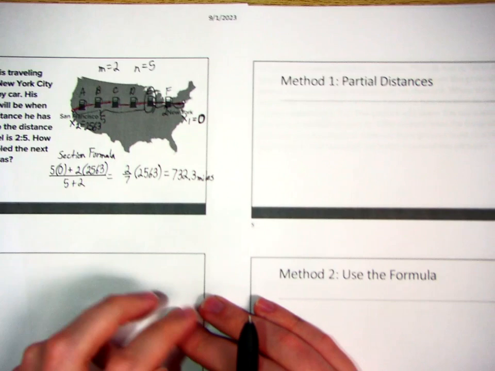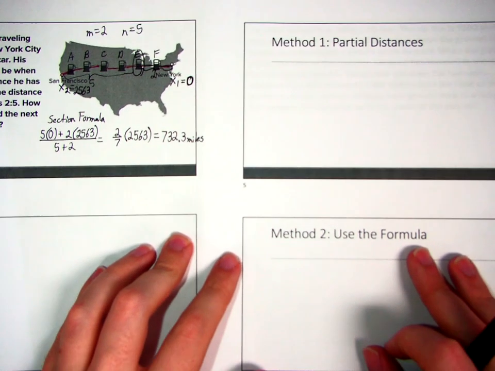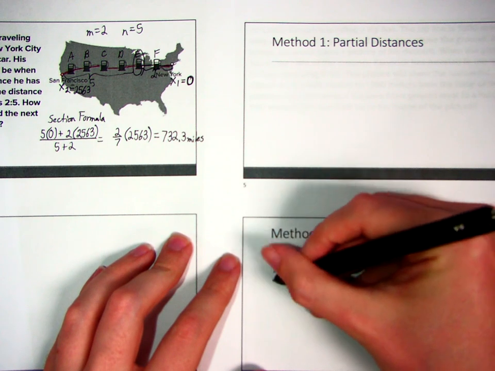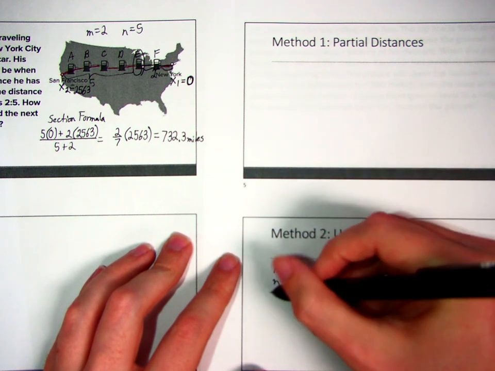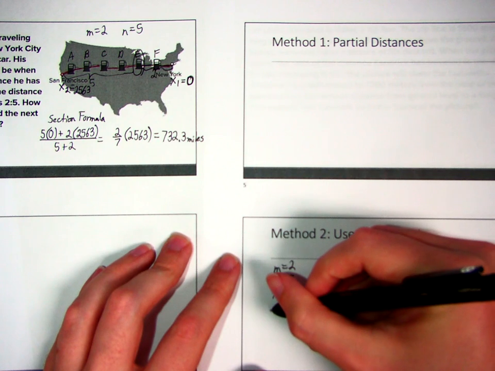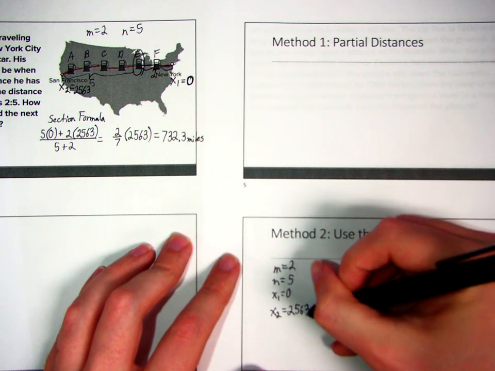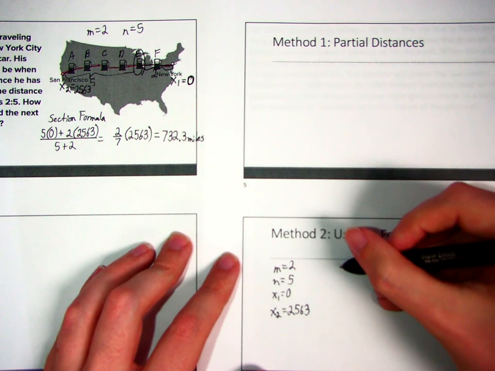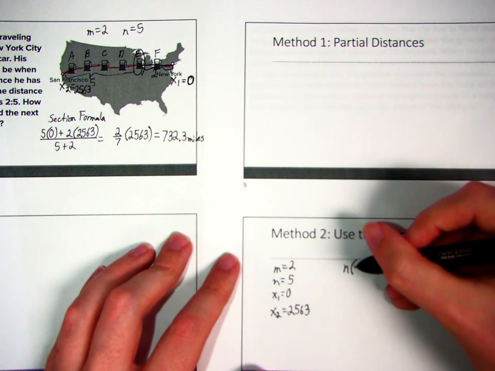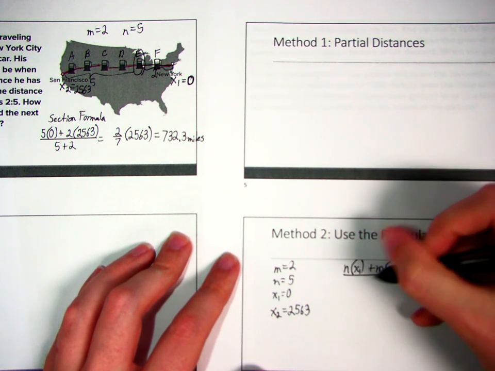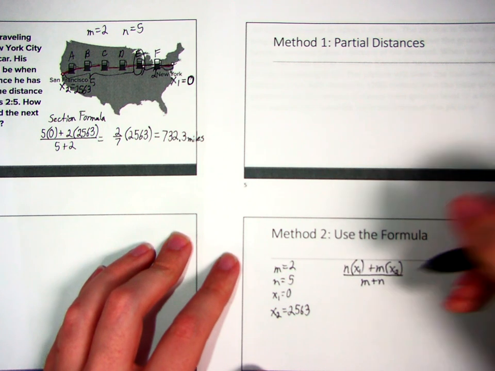All that we've just done here is use the formula. We identified m as 2, n as 5, x1 as 0, and x2 as 2,563. And we just used our formula: n times x1 plus m times x2, over m plus n.